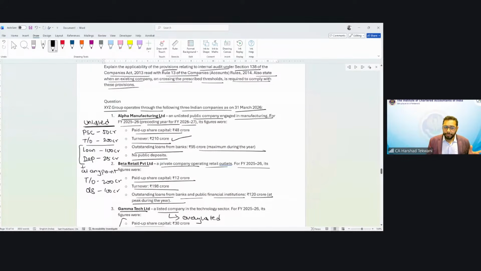Clear? Any doubt? It was pretty simple because anyway it was getting triggered. The turnover criteria was getting triggered. So it doesn't make any sense to have the 100 crore. Irrespective of that, it will be applicable. So it is not a cumulative condition, it is an independent condition. Yes.